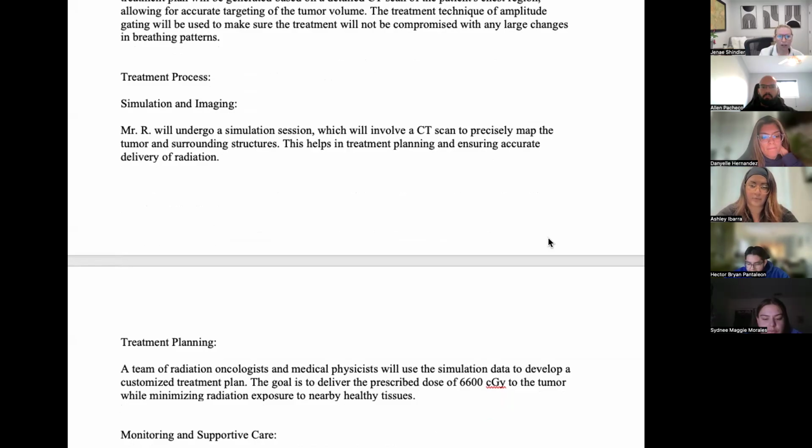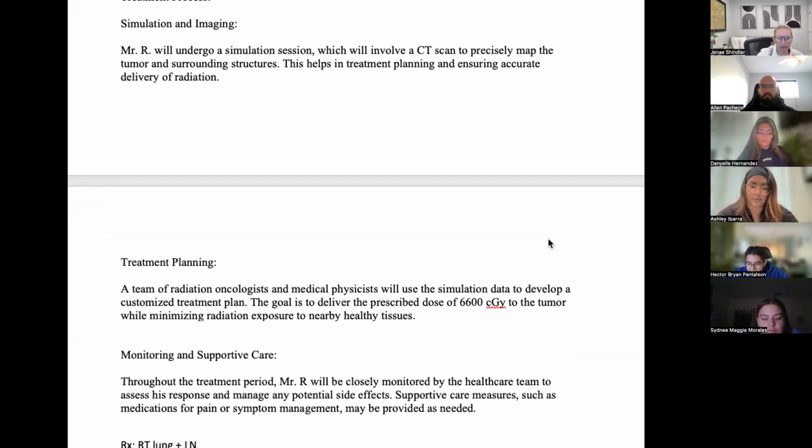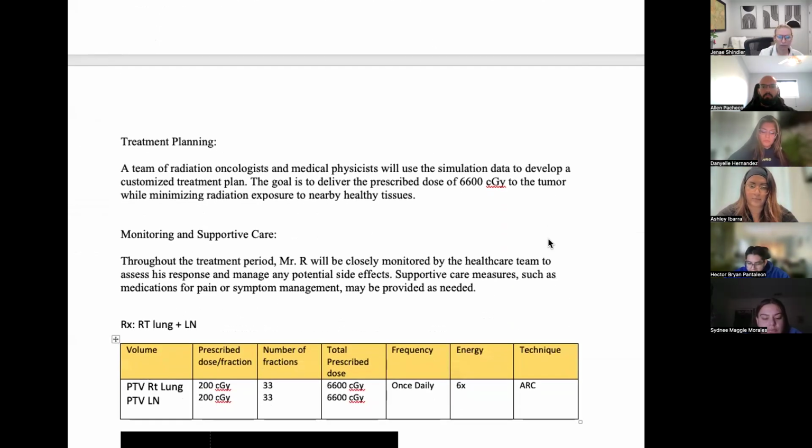Okay, Zena, treatment planning. A team of radiation oncologists and medical physicists will use the simulation data to develop a customized treatment plan. The goal is to deliver the prescribed dose of 6,600 centigrade to the tumor while minimizing radiation exposure to nearby healthy tissues.